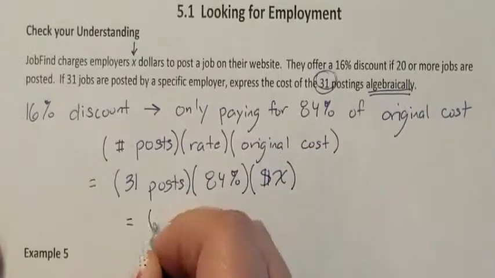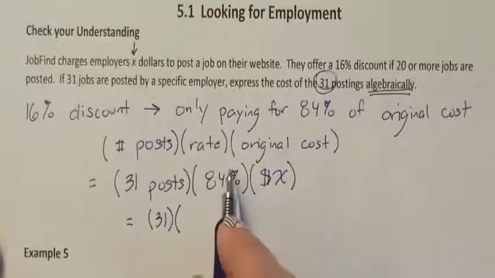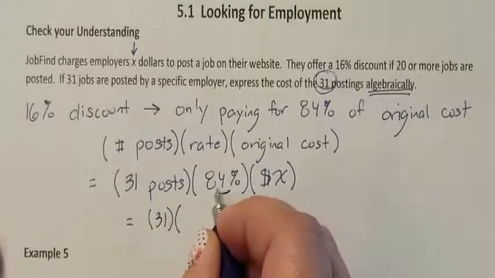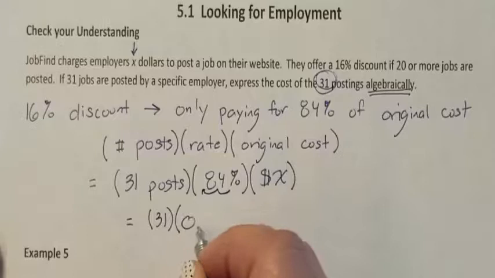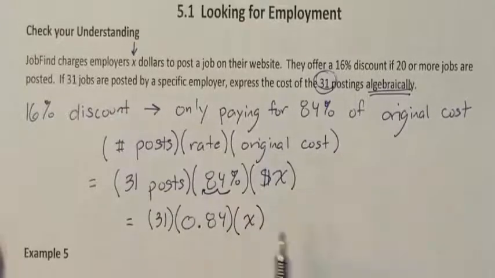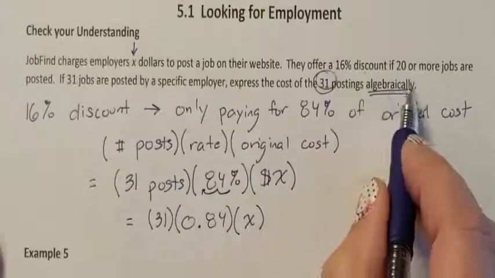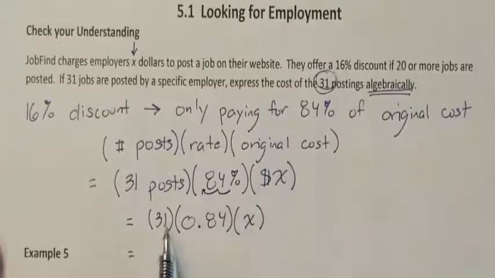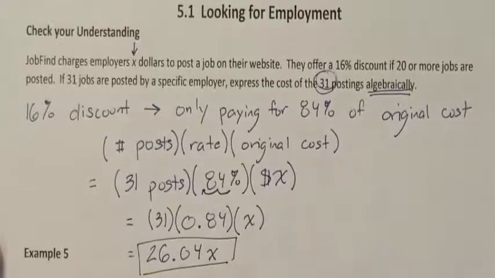So I've got 31 being multiplied to, this needs to be a decimal. That means I have to take the decimal point and move it 2 to the left. So this is 0.84, and I'm supposed to multiply that by X. The X is going to stay as an X. That's why it says algebraically. So 31 times 0.84 on my calculator is 26.04, and that was all getting multiplied to my X. So this is my answer right here. And what is that the answer to? This is the cost of 31 posts.